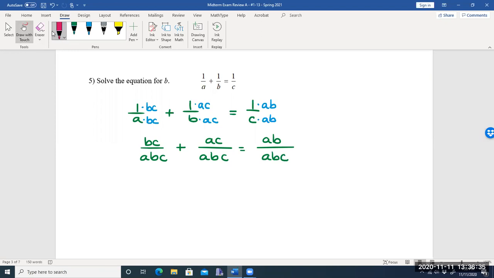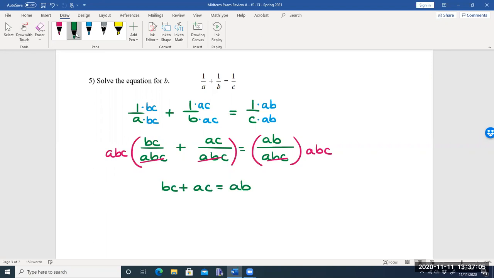Now, because I have an equation, I've got an equal sign, what I could do now is multiply both sides by ABC. And when I do that, all of my denominators cancel. So if you've got an equation, you can get a common denominator and then cancel that common denominator. So I need to solve the equation in the numerators, which is this. For B, I should say. Solve it for B.